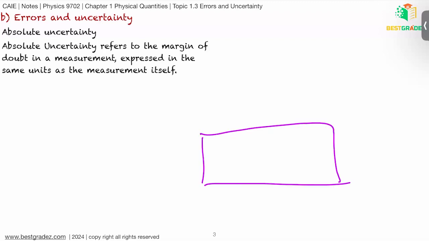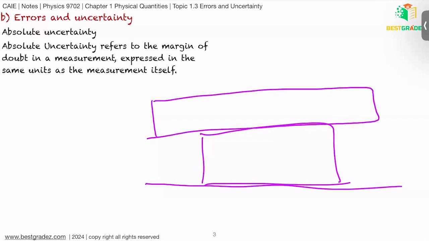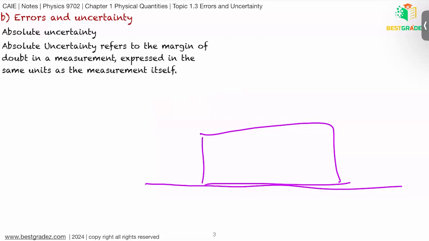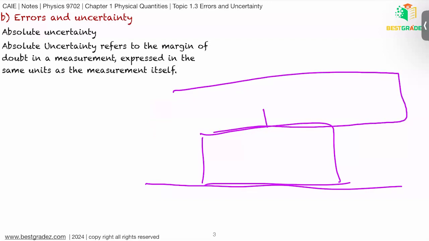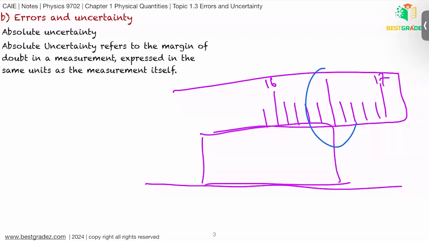एक object है and I want to measure its length, and if I place a meter rule, why is there a doubt? It should be clear कि अगर मैं यहाँ पे divisions देखूं and let's say it is whatever 16, 16.1, 2, 3, 4, then 5, 6, 7, 8, and then 17 and so on. So question ये है कि why is there a doubt? हम कहते हैं कि uncertainty, and it's an important topic over here. It refers to the margin of doubt in a measurement.